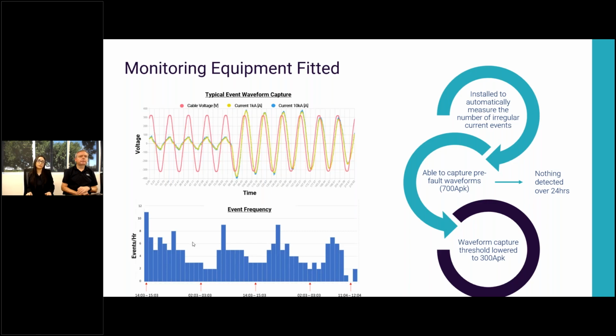At the bottom, we can see a histogram that shows us how many events per hour are happening. For example, in here, we can see that it's up to 11 events per hour. So at that point, we understand the annoyance of the consumer.